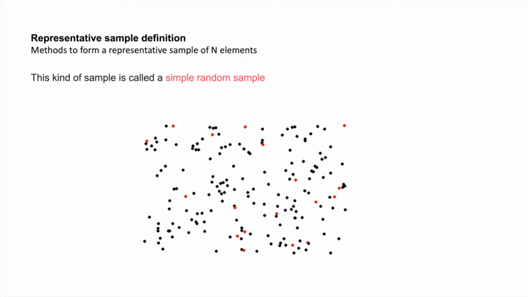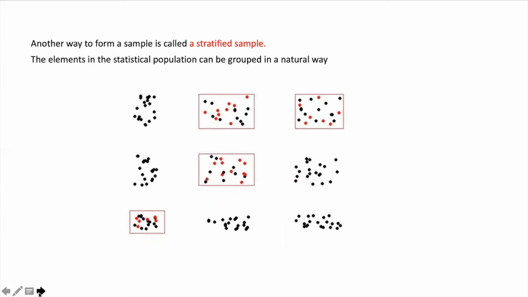This kind of sample is called a simple random sample and is really often used both in fundamental and applied studies. Another way to form a sample is called a stratified sample.